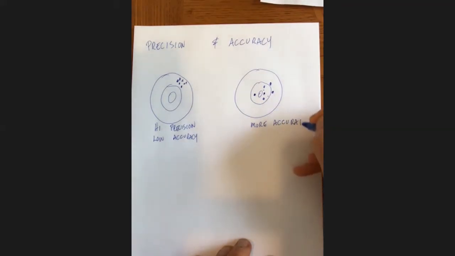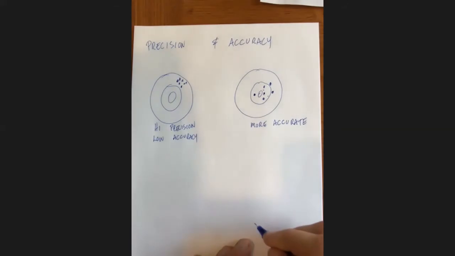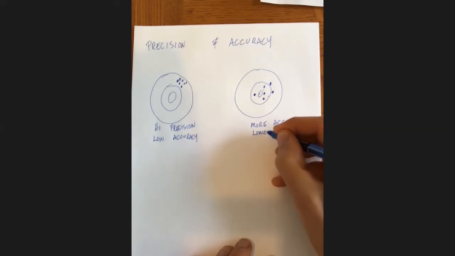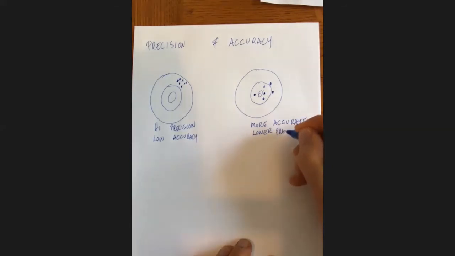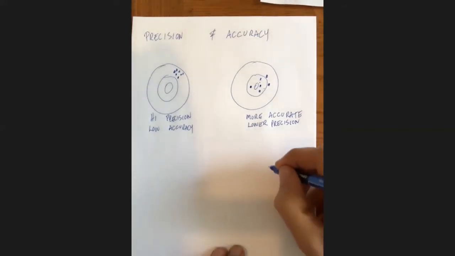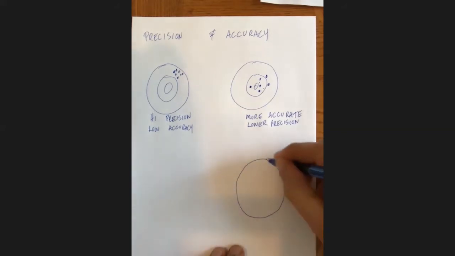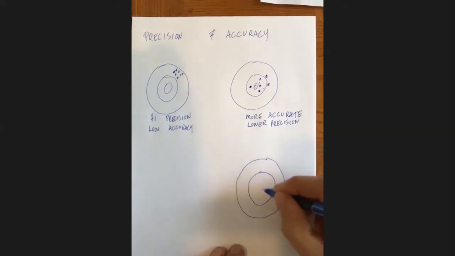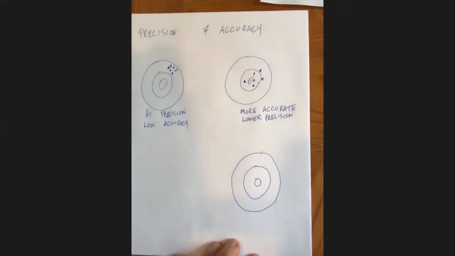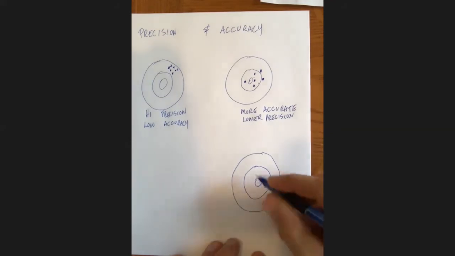But it's probably more spread out, so I'm going to say it's lower precision, right? And if I wanted to do high accuracy and high precision, what would I have to do? This is where chemists really want you to be. This is where all the points are basically in the bullseye or just a little bit outside.